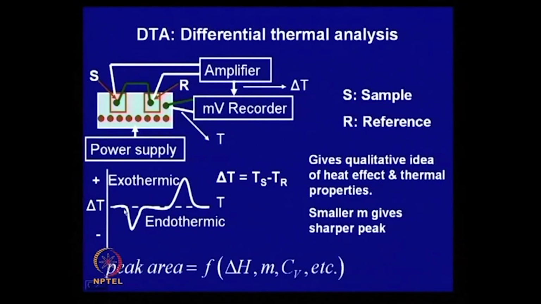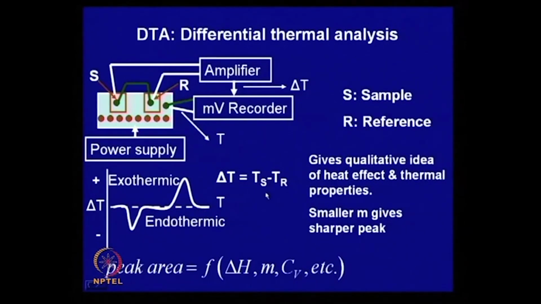As you raise the temperature, suppose some endothermic reaction or transformation takes place, then what will happen? That means some transformation is taking place in the sample, its temperature will not rise, but since power is being supplied at a constant rate, the temperature of the reference material will continue to increase. So, then this becomes higher than this. So, this is negative. So, you get an endothermic peak. Likewise there is a possibility that a transformation taking place here is exothermic, in that case you will get a peak in this direction.